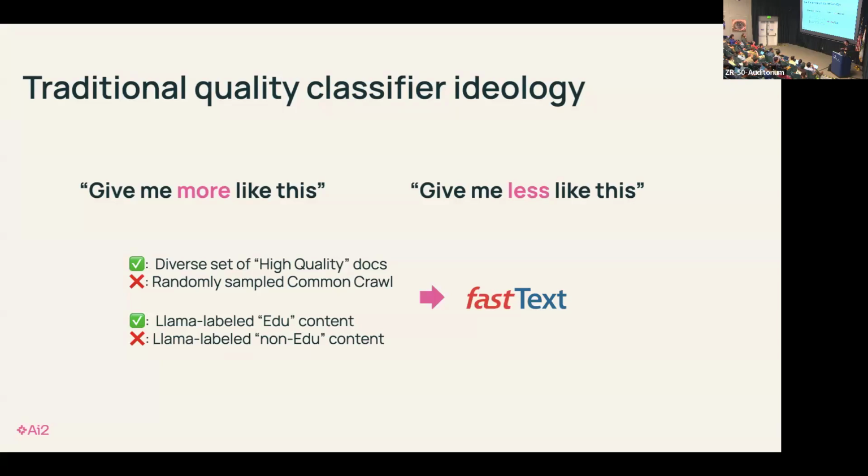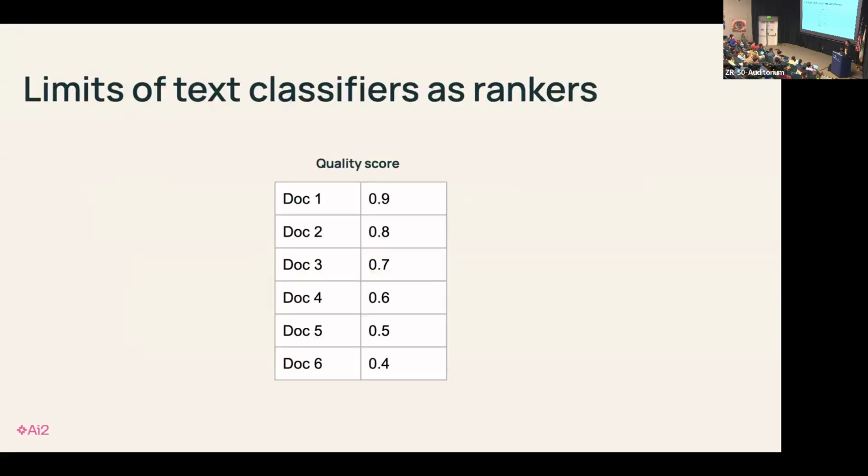Some people have done basically educational versus non-educational. Some people have done their high quality stuff, and then you do a random sample of other documents and you treat them as negative. So whether you're doing more like this or less like this, you're just training a linear classifier like fastText on your positive and negative label samples. So standard, very basic ML 101. But this is the limitation of that approach.